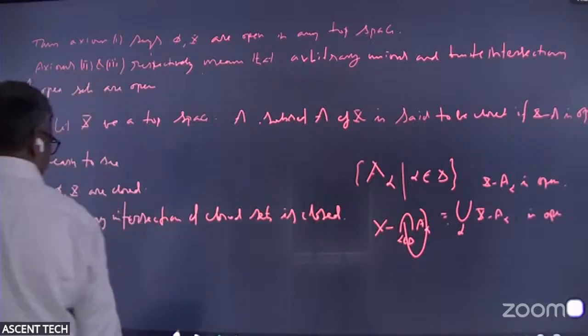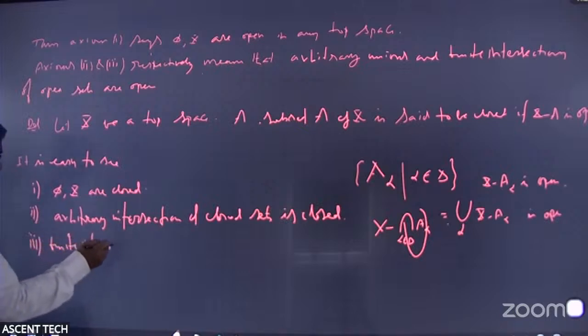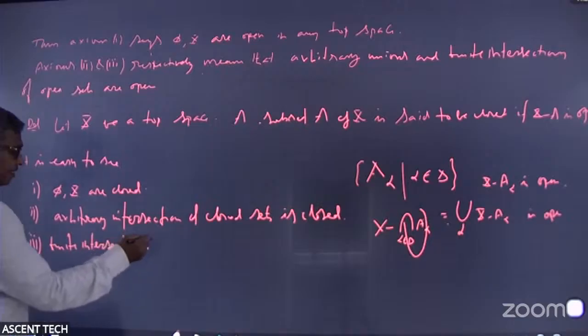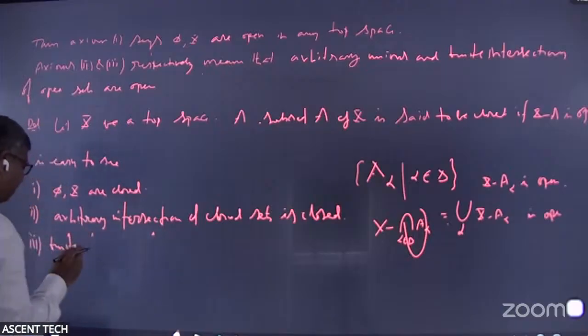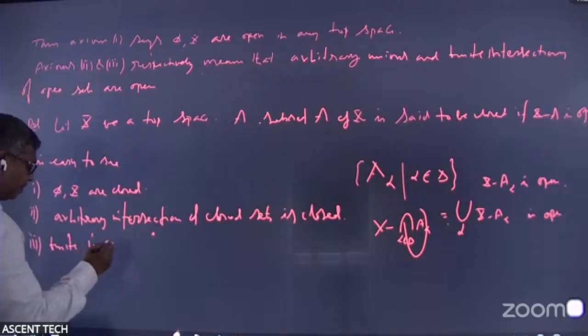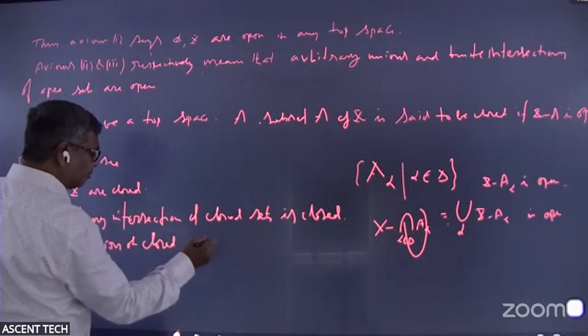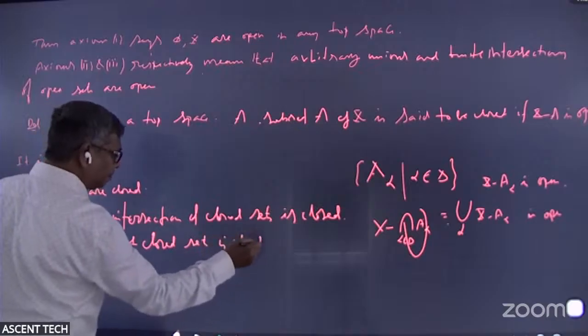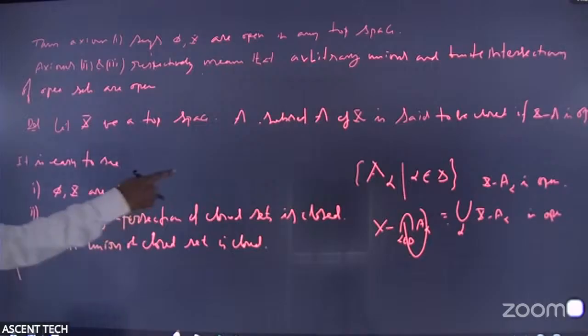Arbitrary intersection of closed sets is closed, and the finite intersection of closed sets. Sorry, that's why finite intersection. First, finite union. Take it back. Finite union of closed sets is closed. If you want just a little explanation for each one of them, there are the explanations here.